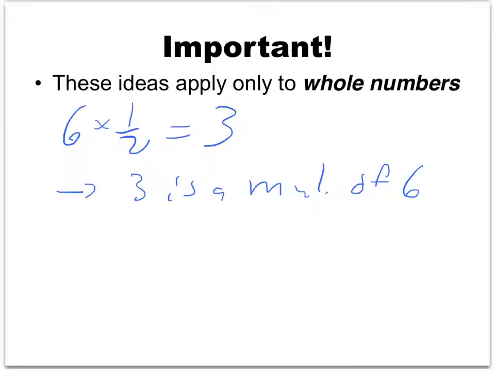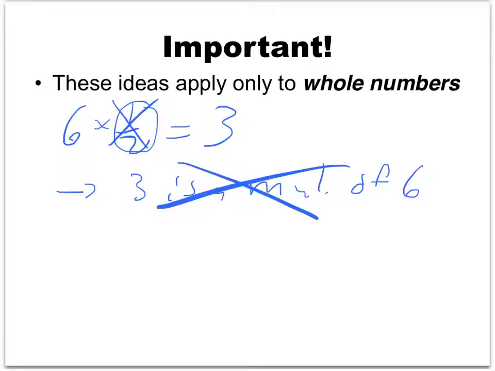But the problem is that the number we had to multiply 6 by was a fraction, and fractions aren't allowed when we talk about factors and ideas in number theory. So this statement that 3 is a multiple of 6 just isn't correct, because we had to use fractions to make it work. So remember, never use fractions or decimals when we're talking about these ideas of divisors or factors.